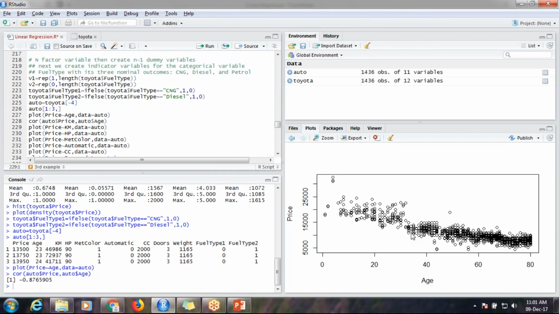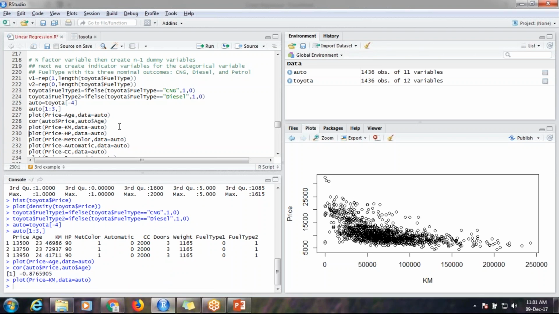Let me take kilometers as well. Now it is also obvious that if the age of a car is quite high, then kilometers also will be high. Now here I make a correlation between the two and try to understand.